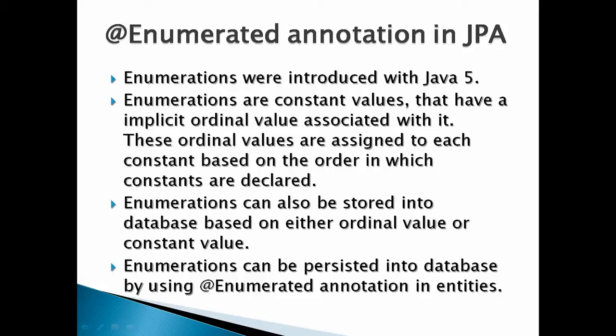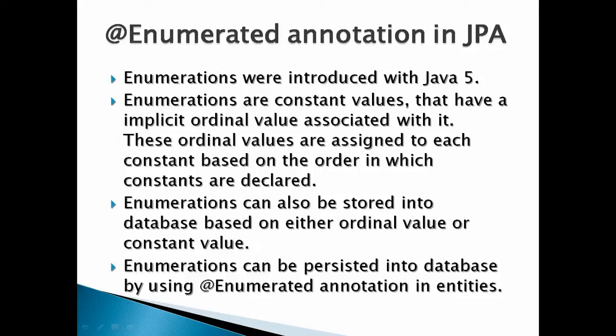Enumerations were introduced with Java 5. Enumerations are constant values that have an implicit ordinal value associated with it. These ordinal values are assigned to each constant based on the order in which constants are declared. Enumerations can also be stored into database based on either ordinal value or constant value. Enumerations can be persisted into database by using @Enumerated annotation in entities.